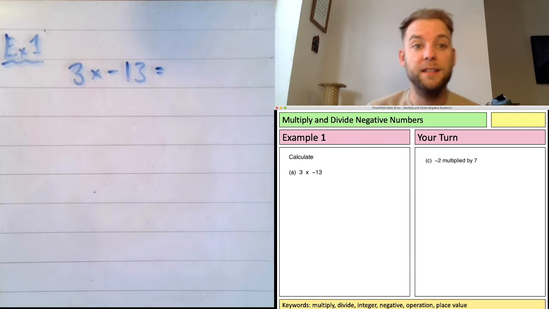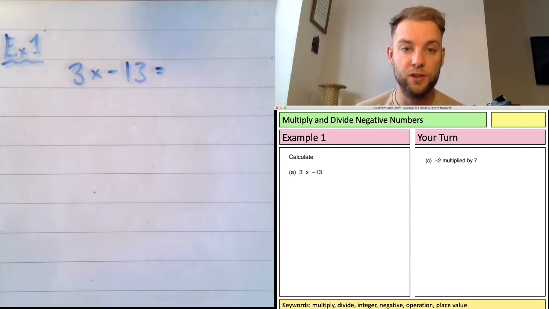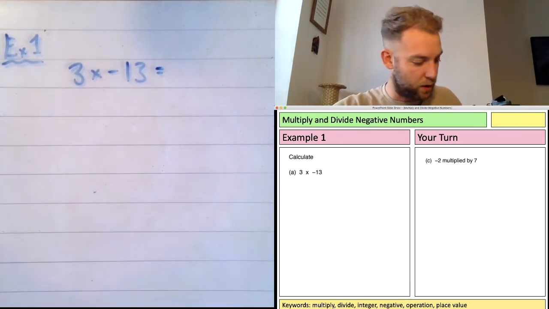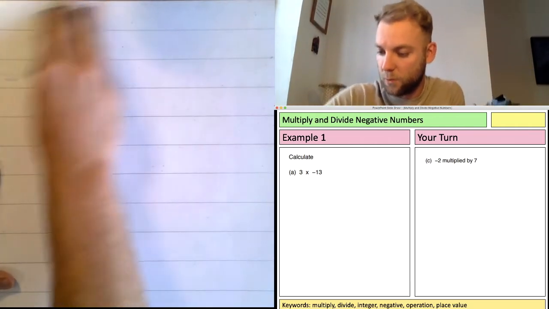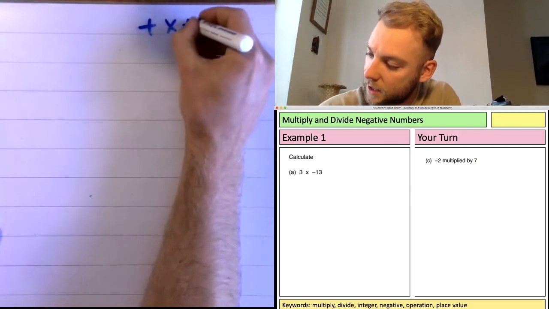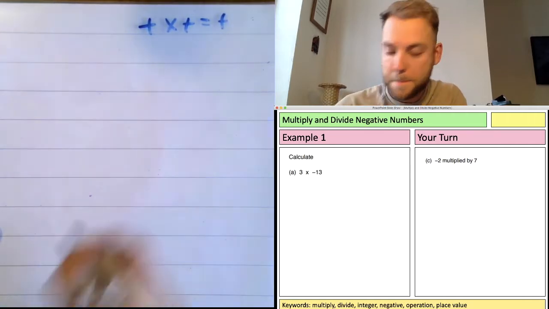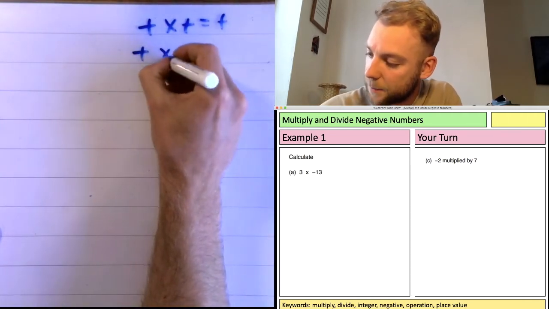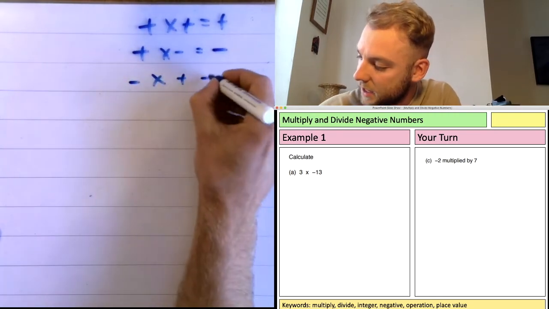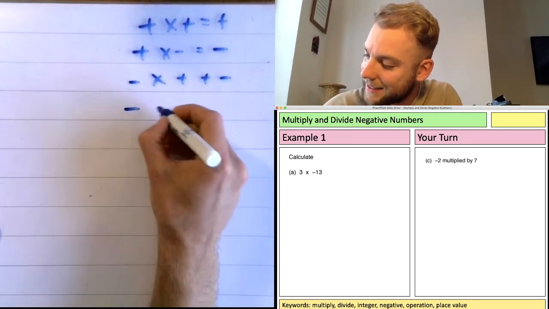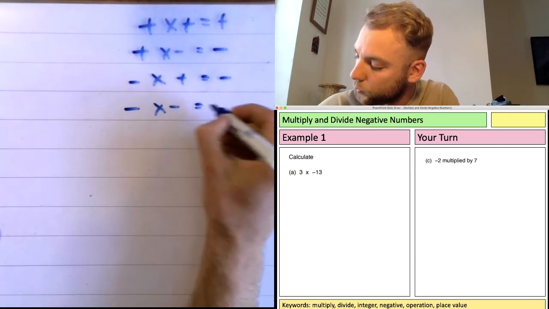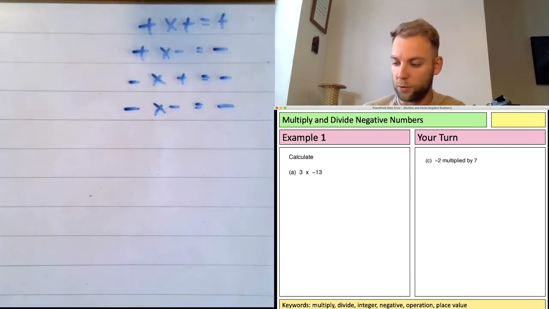So the way we do this is you multiply the numbers first, and then you think about the rules. So I'm going to write the rules over here. In fact, I'm just going to make this a little bit smaller so we can write the rules. So remember, a positive times a positive is equal to a positive. A positive times by a negative is equal to a negative. A negative times by a positive is equal to a negative. And a negative times by a negative is equal to a negative, like so. So these are all the rules.